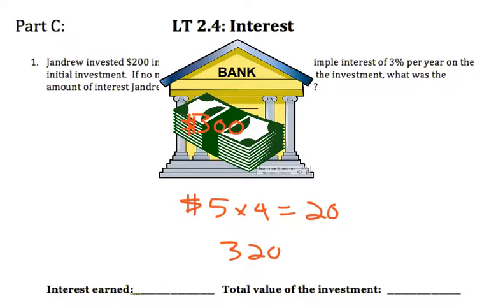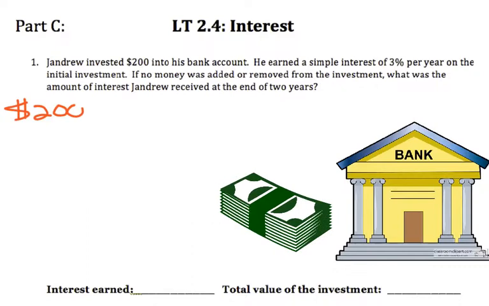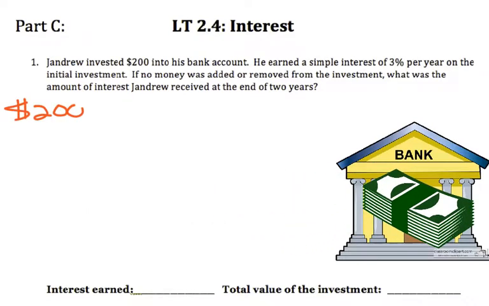So let's look at an actual problem. Jandrew invested $200 into his bank account. So he's taking that $200 and putting it into a bank account. Then it says he earned a simple interest of 3% per year on the initial investment. So he's going to get 3% of his investment, which was $200, and that's per year. If no money was added or removed from the investment, what was the amount of interest Jandrew received at the end of 2 years?